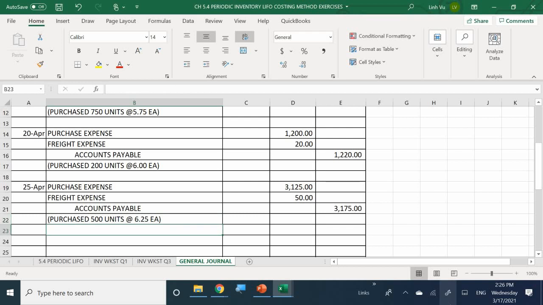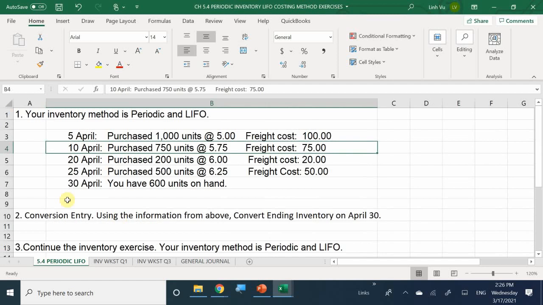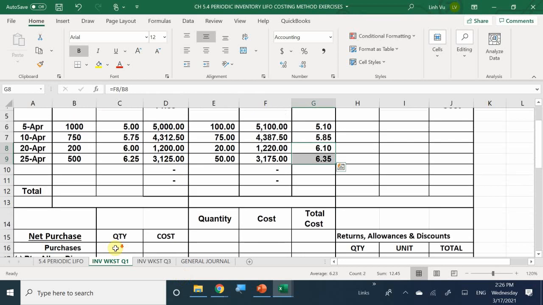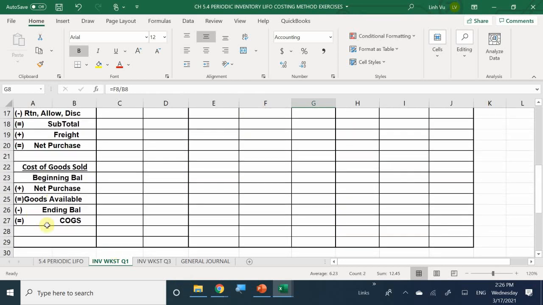All right. So last but not least, what happened on April 30th? Inventory. Yes. The stockist counted and saw that you had 600 units left on hand. Okay. So now that I have that, the first indicator is I'm going to make note that that's my ending balance of 600 units. So again, ending balance will always be given or the cost of goods sold will be given.